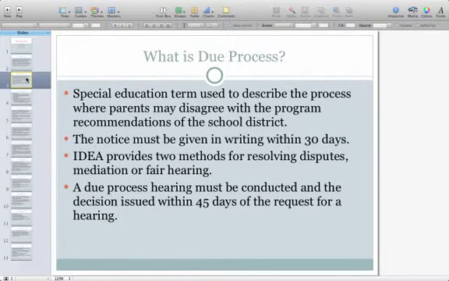And due process, just to continue, is a special education term used to describe the process where parents may disagree with the program recommendations of the school district. They must send a notice if they disagree in writing within 30 days, and IDEA provides two methods for resolving disputes, which are mediation or fair hearing. A due process hearing must be conducted and the decision issued within 45 days of the request for a hearing.